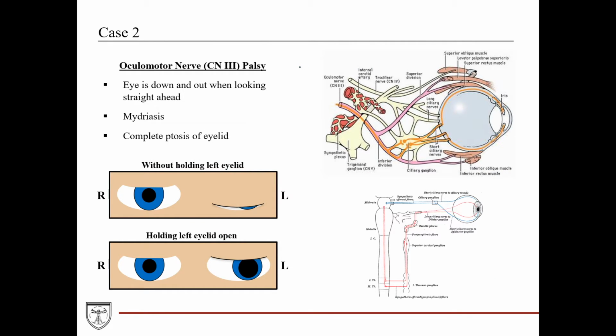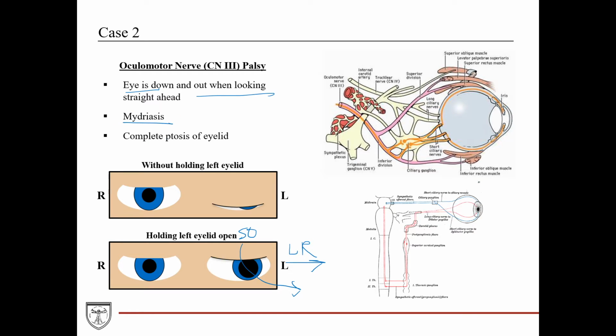So again, just to sum this up, the eye is down. In a cranial nerve palsy, you're going to look for the eye being down and out when looking straight ahead. You can see that here. Again, that's because superior oblique and lateral rectus are acting completely unopposed. This is exactly the motion in superior oblique, because you don't have any opposing force from medial rectus, inferior rectus, superior rectus, or inferior oblique.